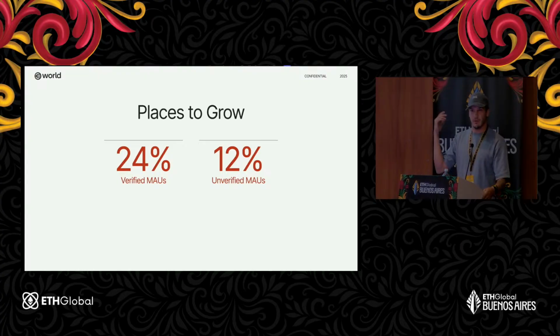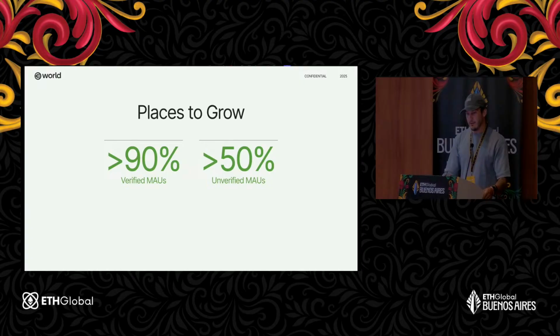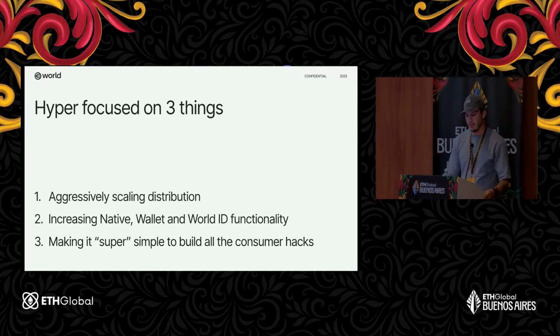So I told you a lot of users are using World App monthly, 7.5 million. Not all of them are using mini apps. And our goal is to get to more than 90% verified monthly active users and more than 50% unverified monthly active users. That means unverified users, those 37 million, we want them to go and use mini apps. And we're hyper-focused on 3 things.